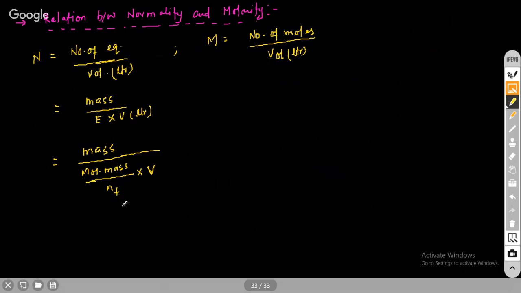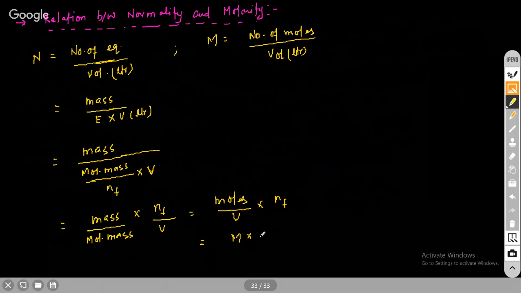Okay. So this mass and molar mass becomes what? Number of moles. So the expression we get here, n factor will go up. So we'll get mass into n factor divided by volume, and here we have molar mass. Mass by molar mass, we know it is number of moles. So we can write moles divided by volume into n factor. And moles by volume is nothing but molarity. So this becomes what? Molarity into n factor.